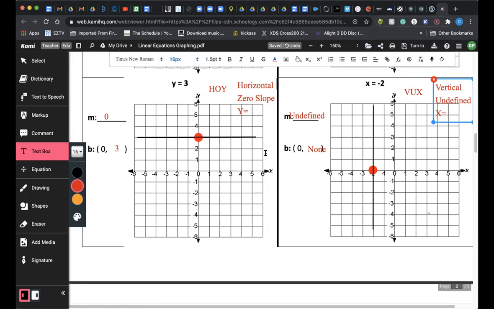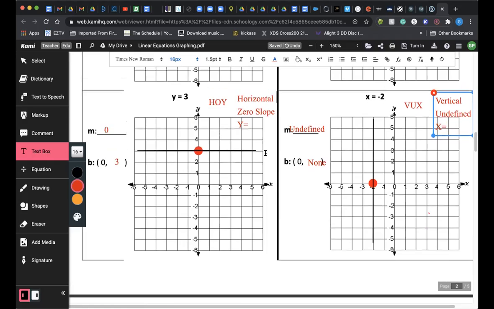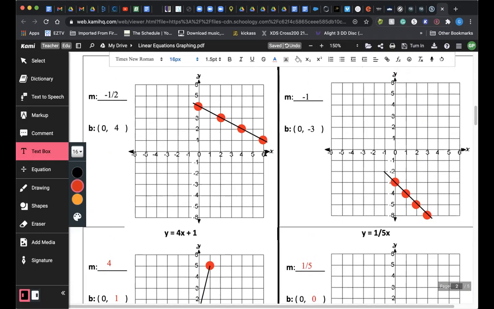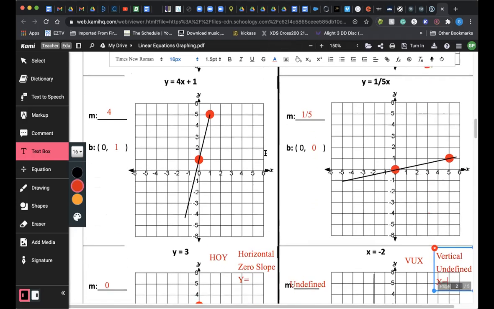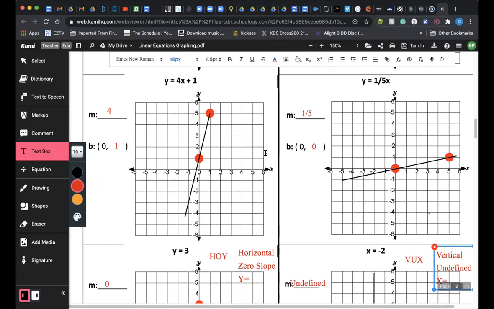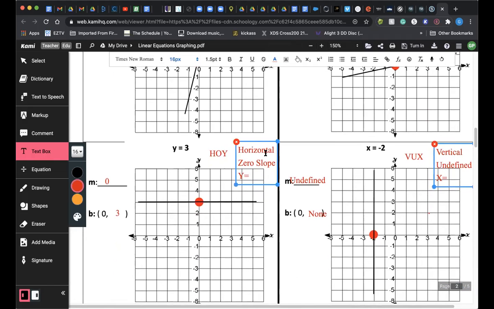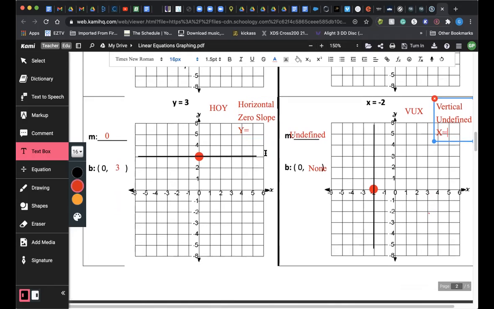Okay, so with this, we have now seen the 4 different kinds of slope that you can have. You can have a negative slope that goes down to the right. You can have a positive slope that goes up to the right. You can have 0 slope when you have a horizontal line, or you can have an undefined slope when you have a vertical line.